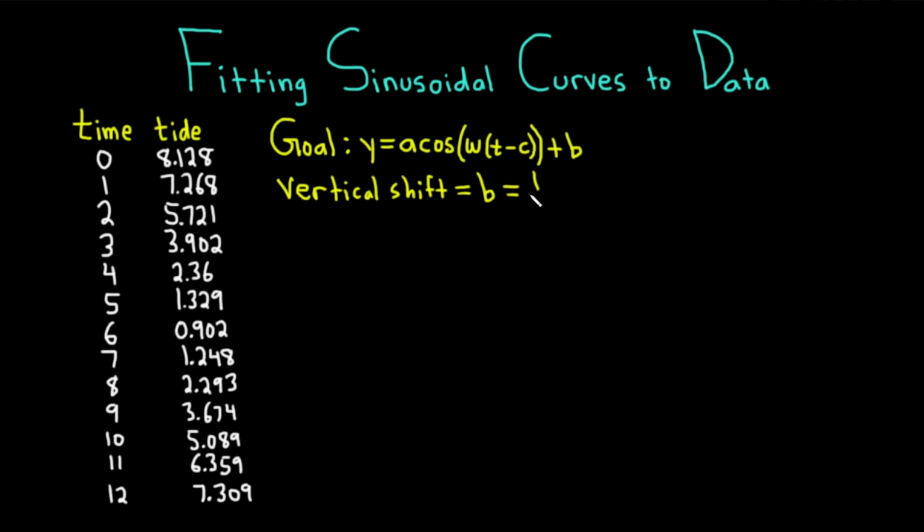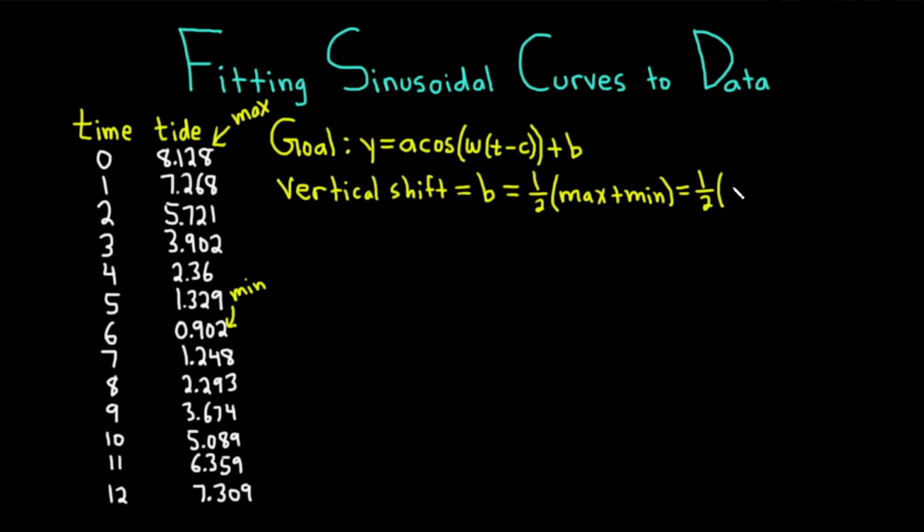The formula is 1/2 parentheses, the maximum plus the minimum of your data. In our particular case, it's 1/2 times, and so the maximum in this case, let's identify it because we're going to need it. It's up here. It's 8.128. That's the max. And the min is down here. It's 0.902. That would be the minimum.